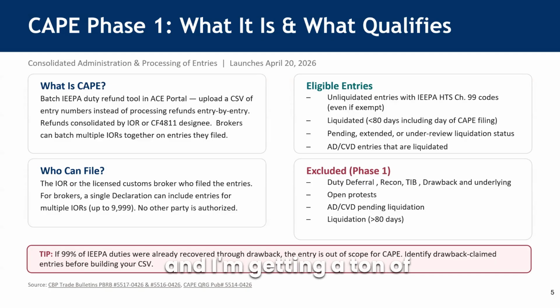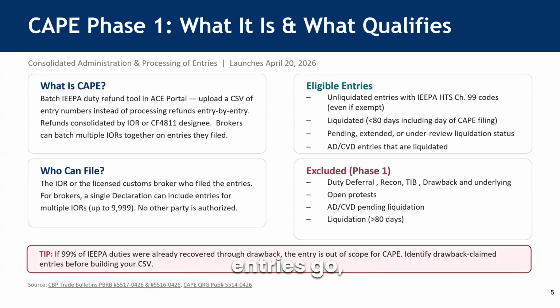One of the questions, and I'm getting a ton of questions like, well, what if I took an exemption? What if I actually didn't pay any IEEPA duties? Do I include that on my CAPE declaration? Yes. And then the question is, why, Cindy? I'm not asking for any money back. It's because you want your ACE data to be correct, and you want customs to make a correction to your entry and take those IEEPA lines off of your entry. So I definitely would include those on the CAPE declaration.